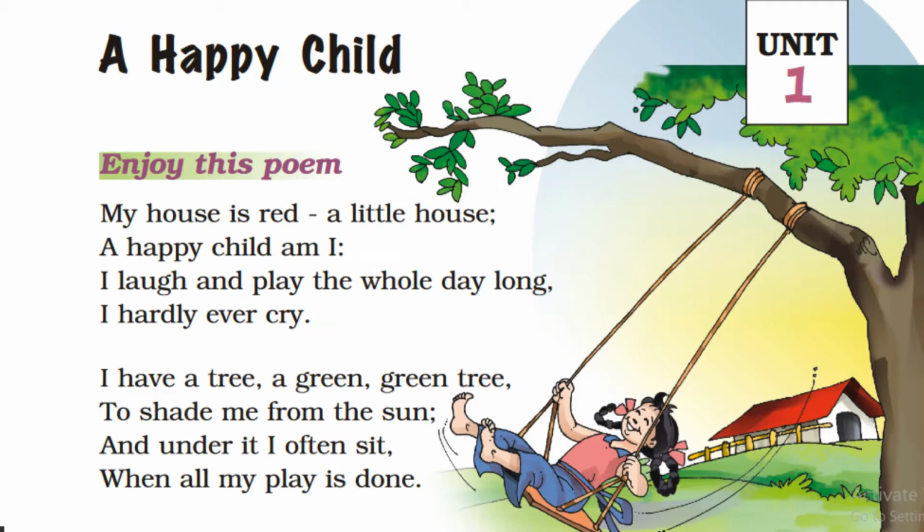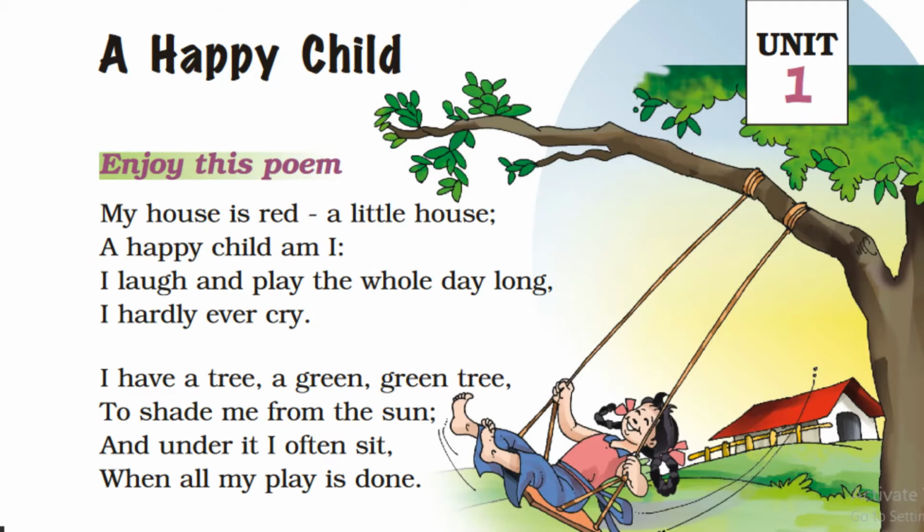So the meaning of each line we are going to learn. The girl from the poem, she has a house and it is a little house. It is of red color. And she laughs and plays the whole day long. She hardly ever cries.